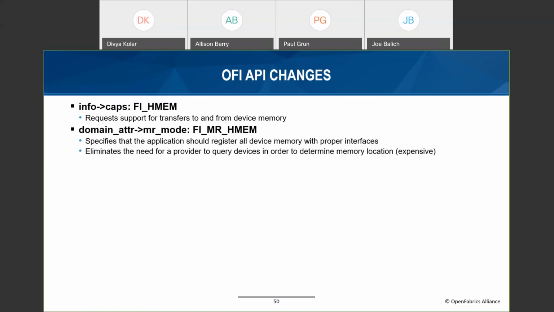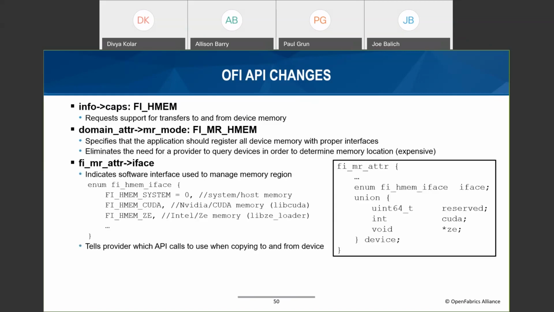The second change is a new memory registration mode, FI_MR_HMEM, which specifies that the application should register all device memory and also provide the interfaces with which they were allocated. So this eliminates the need for a provider to query all the devices to determine where the buffers are located. Next.